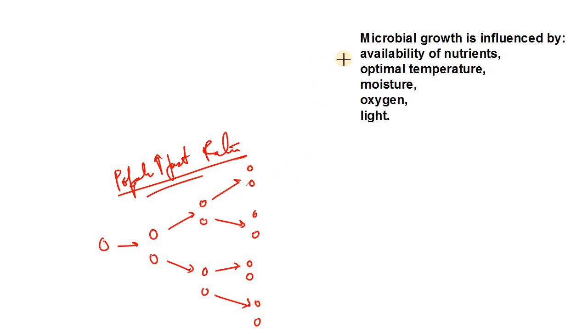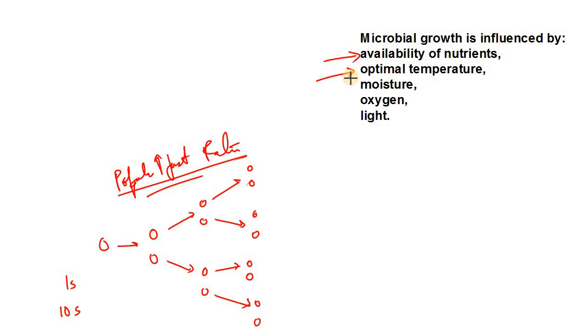Well, you see, the first is availability of nutrients. Of course, if they have got the right nutrients, then their growth will be much faster. That means this process of 1 becoming 8, it might take 1 second in one case, and it might take even 10 seconds depending on all these factors. The first is availability of nutrients.